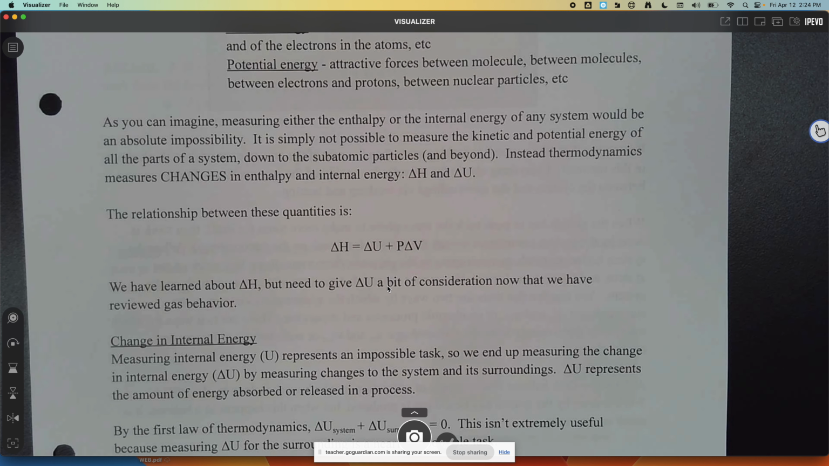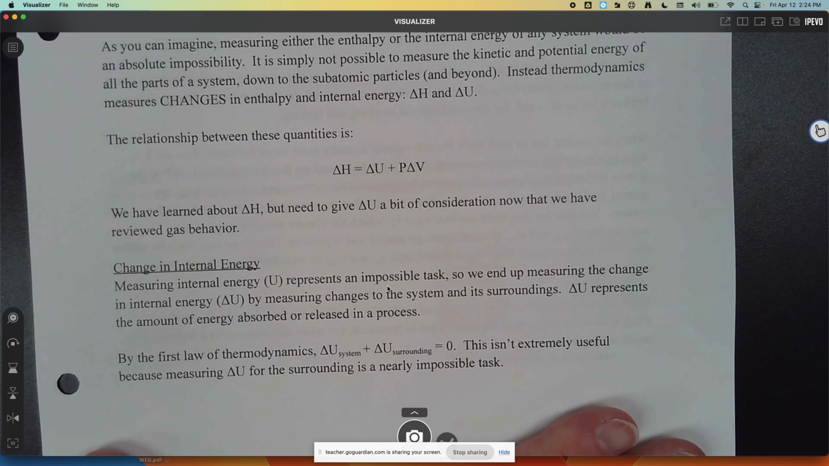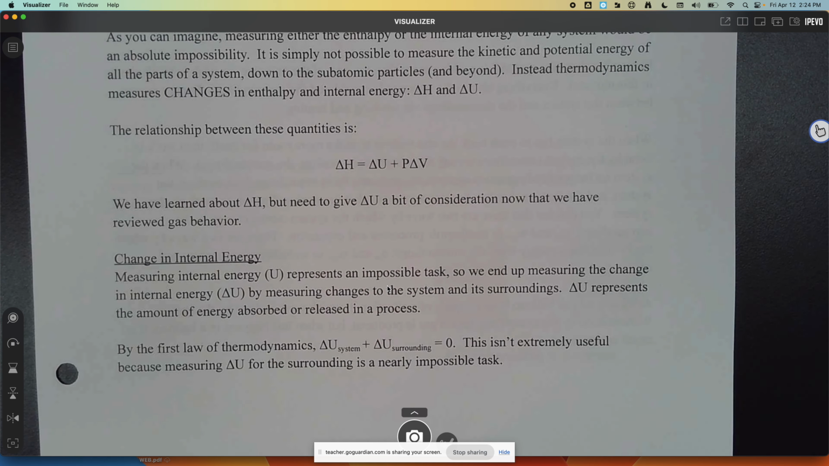We have learned about delta H. It's the one that chemists actually use most often. I don't think ever, aside from having to teach thermodynamics, that I've ever had to use internal energy. And that's why I focused so much on delta H coming through before.